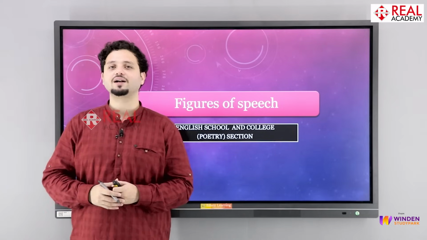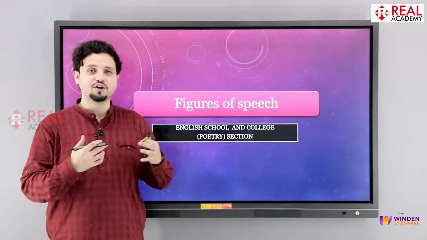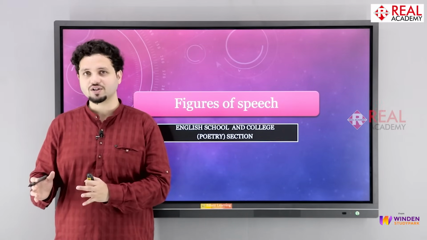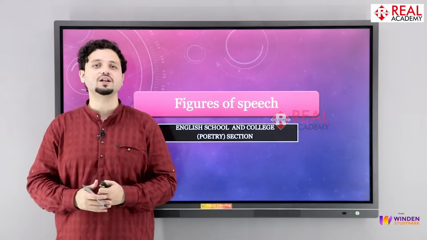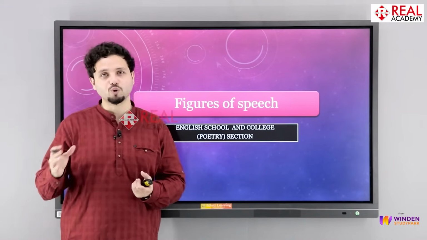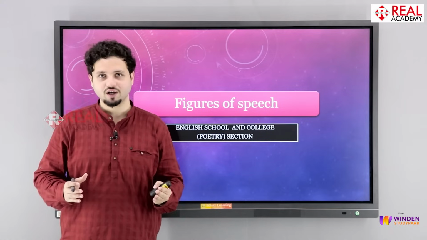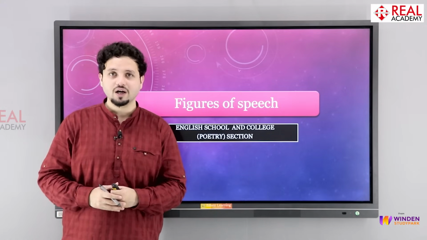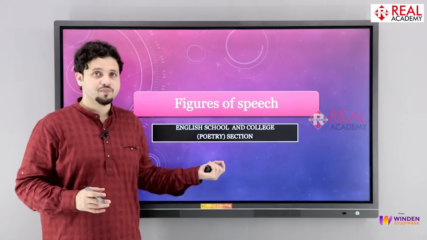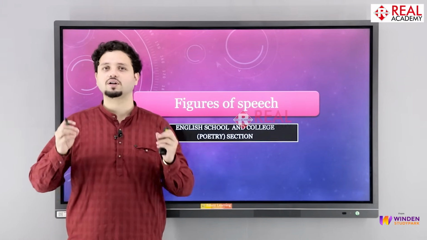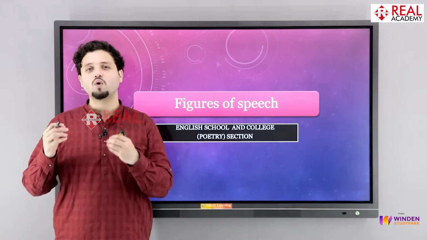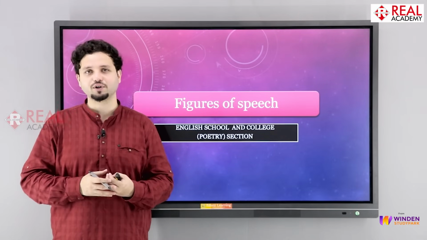You have to keep in mind that this topic is different from parts of speech. There are 8 parts of speech in English, and parts of speech is included in the grammar part, whereas figure of speech is included in the prose as well as poetry section. According to your board, this topic is included in the poetry section. A line from a poem would be given to you, and you have to identify the figure of speech of that particular line.